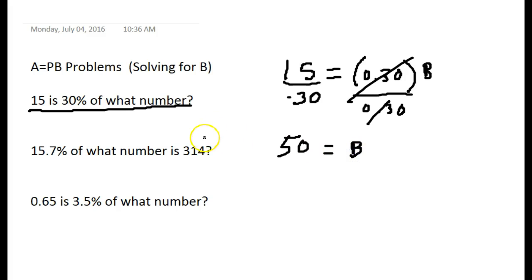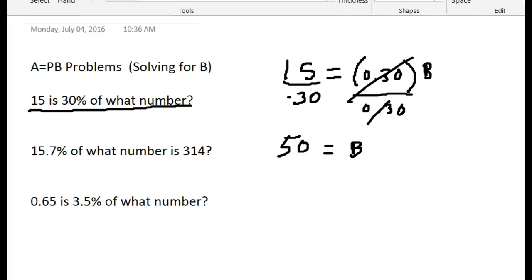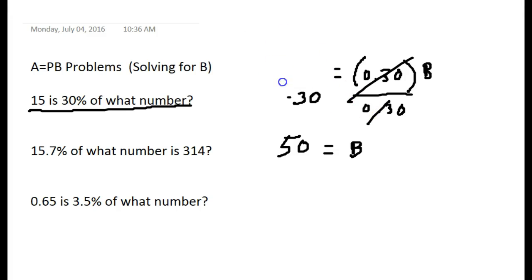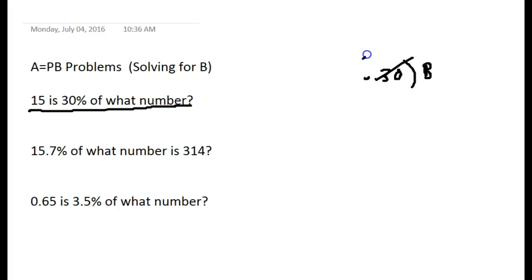So what number is it? 15 is 30% of what number? Well, 15 is 30% of 50. Think about it. If you multiplied 0.3 times 50, you would get 15. Let's look at this next one now. Let's see if I can pull my eraser out. Erase this and do the next one.